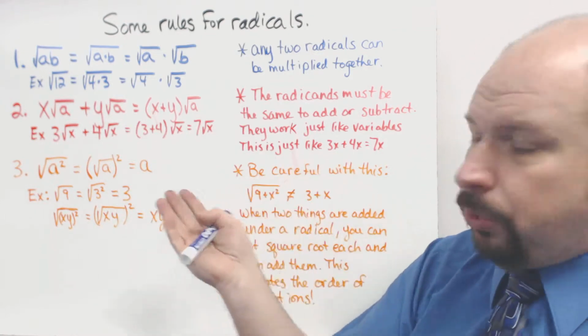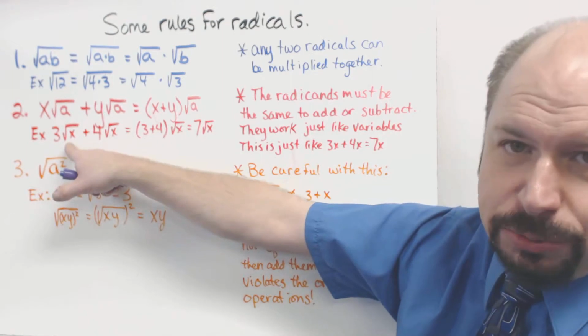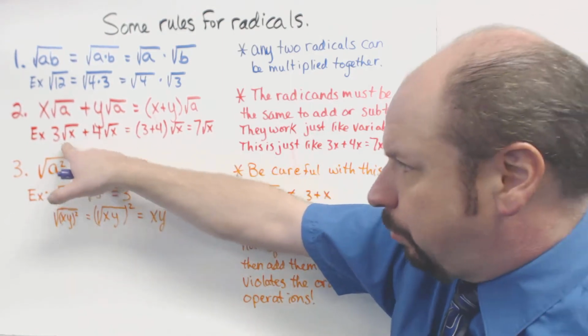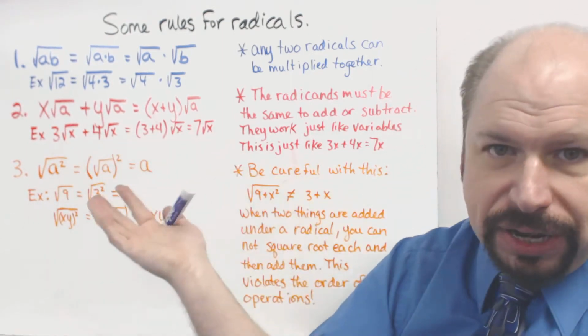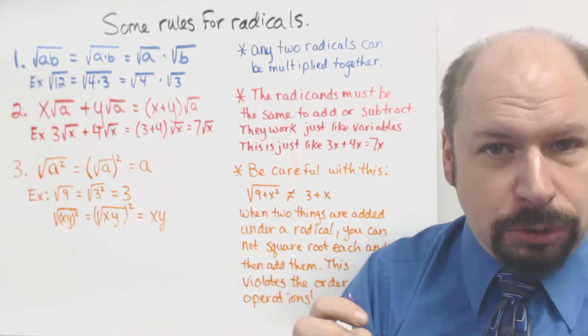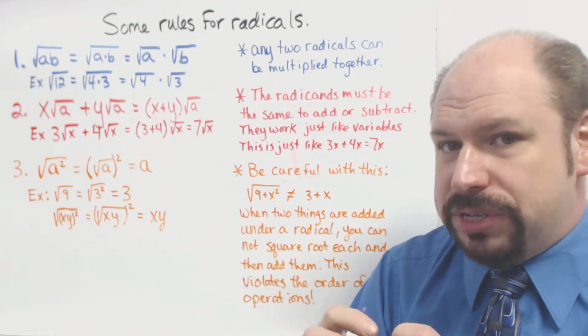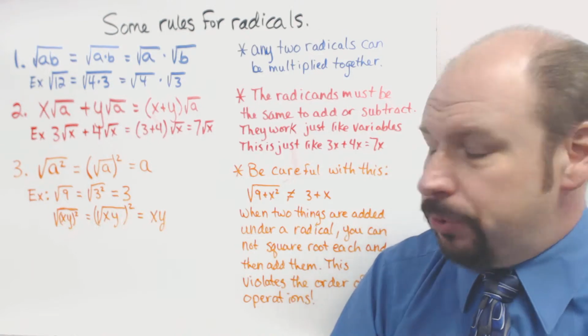So they work just like variables. If this were just x without the radical, and same with this one, 3x plus 4x is 7x. So they work very similarly to variables when we're adding or subtracting.